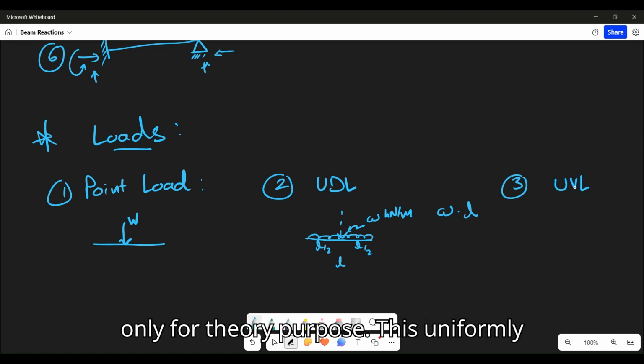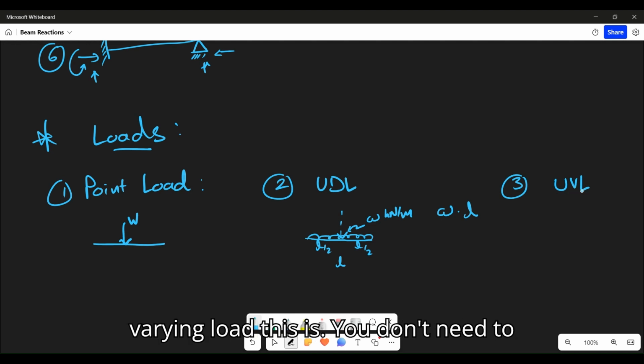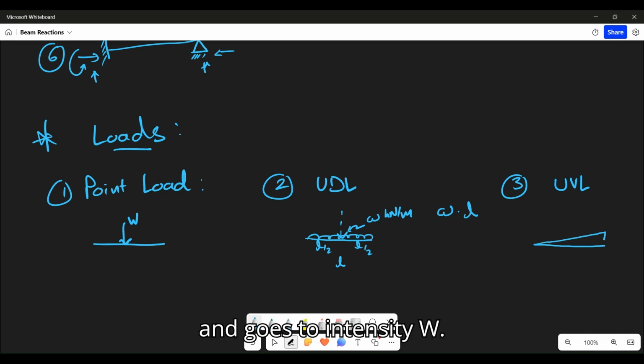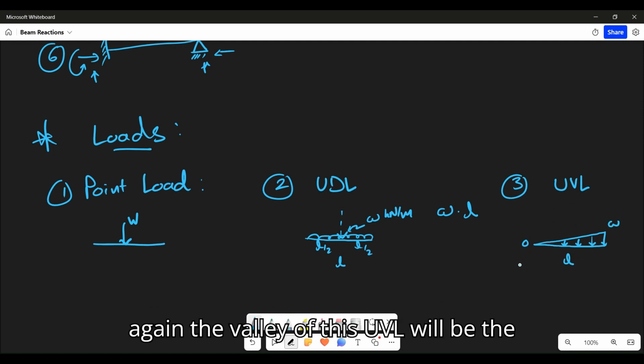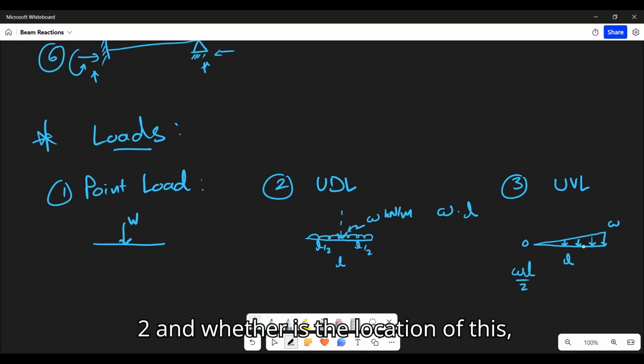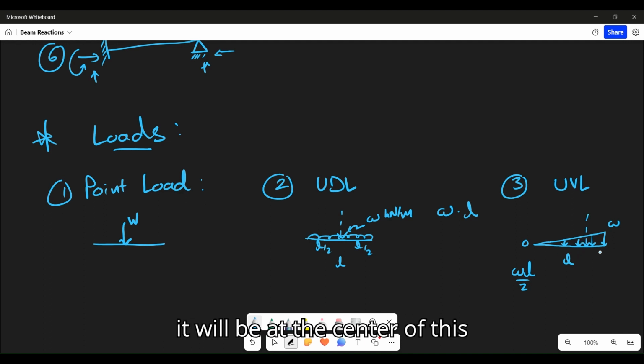Again, this is only for theory purpose, this uniformly varying load. You don't need to calculate examples of UVL for our subject. Right, so UVL starts from 0 and goes to intensity W. It uniformly varies from 0 to W over the length of L. Now again, the value of this UVL will be the area of this triangle, that is WL by 2. And where is the location of this? It will be at the center of this triangle, that is L by 3 from here. And if you have to calculate from here, it will be 2L by 3.